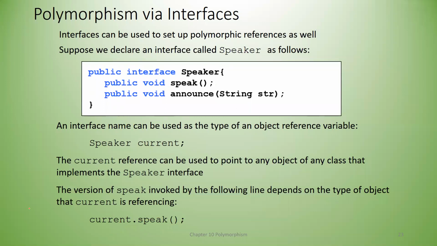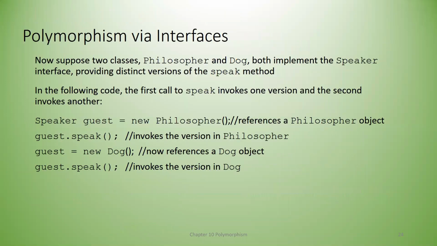Okay. So let's look at this. Now suppose two classes, philosopher and dog, both implement the speaker interface. Okay, both implement the speaker interface, and provide distinct versions of speak. A philosopher, of course, speaks differently from a dog, right? So you have to have two different versions. That's why you have them separate as two classes. Okay, the first call to speak invokes one version.